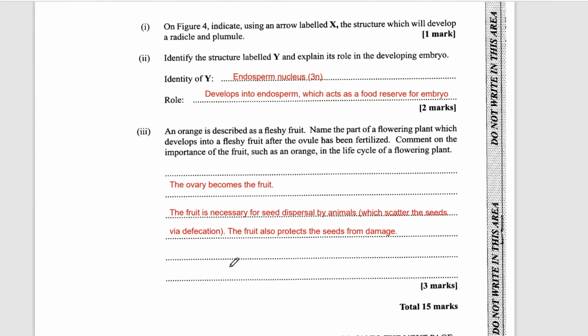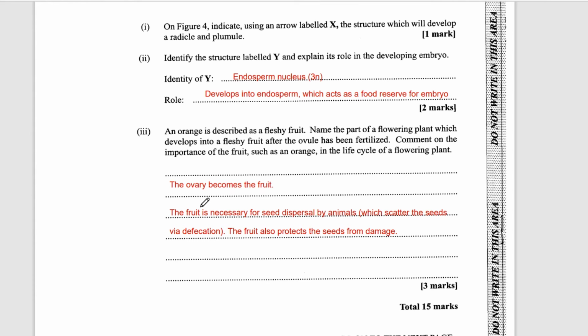And what is the importance of the fruit? Well, the fruit is there for multiple reasons, but the two main ones we could talk about are that it is there to prevent mechanical damage of the seeds, because it acts like a casing that holds the seeds in place. It also prevents the seeds from drying out, or desiccation.